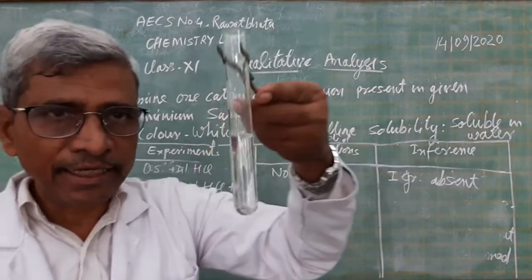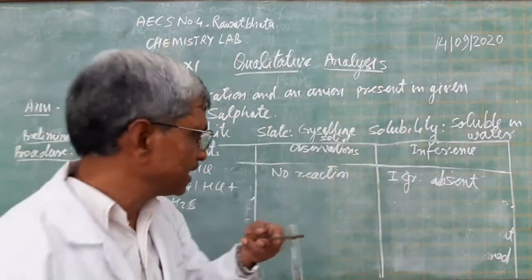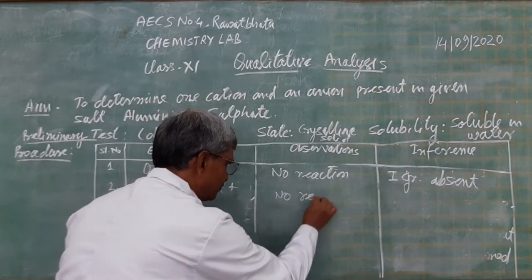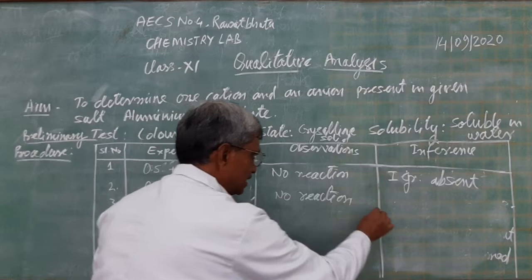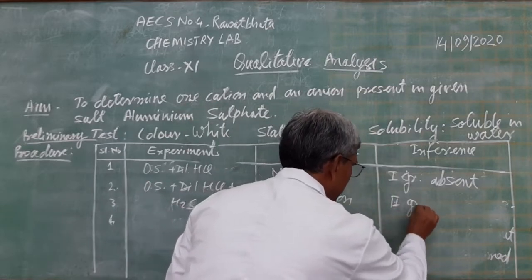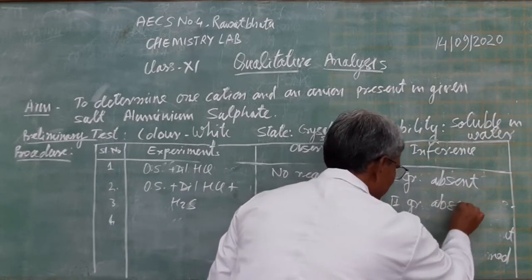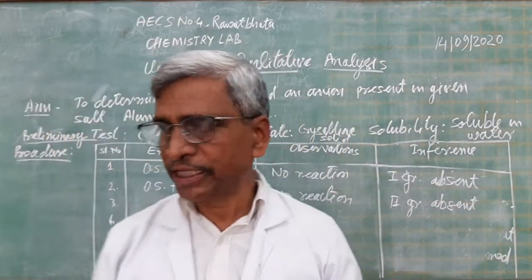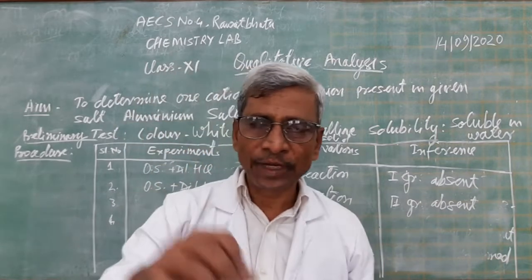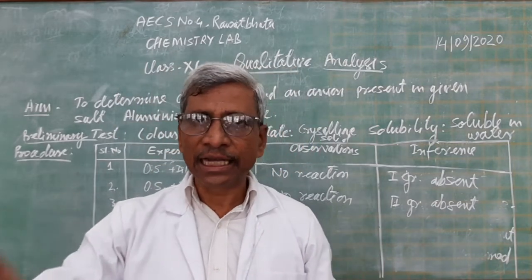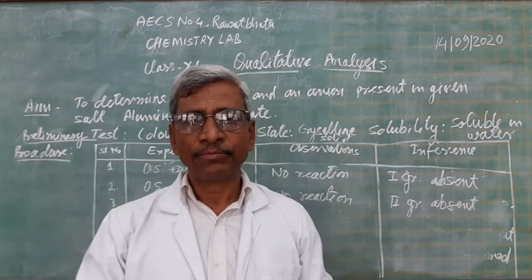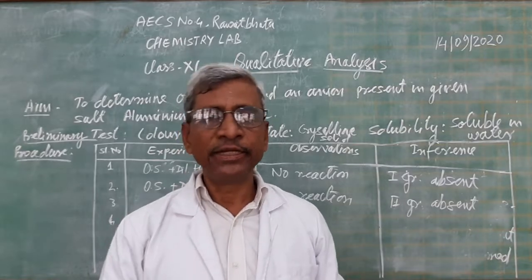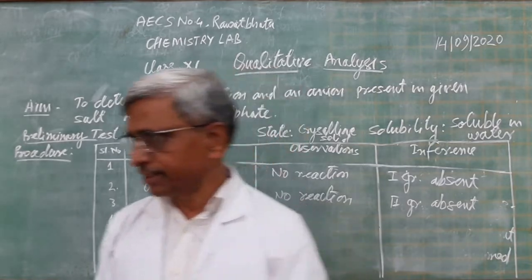Here again, no reaction. This shows that the second group cation is not there. Second group absent. Okay, now we have to proceed to the next group. In this way we have to say that this group cation is not there, this group cation is not there, till we get a precipitate by adding the group reagent of a particular group. Then we can say that the remaining groups are absent. This is the systematic analysis.